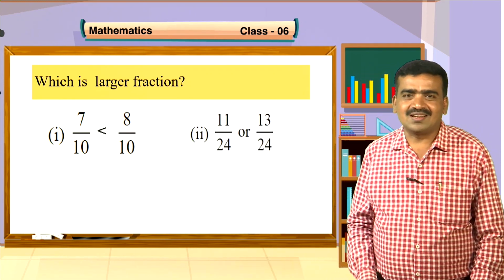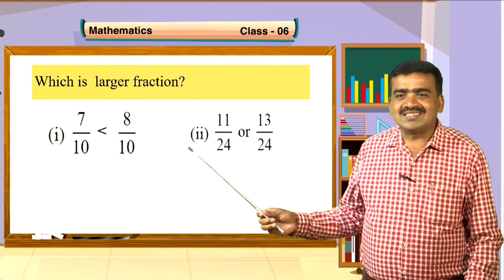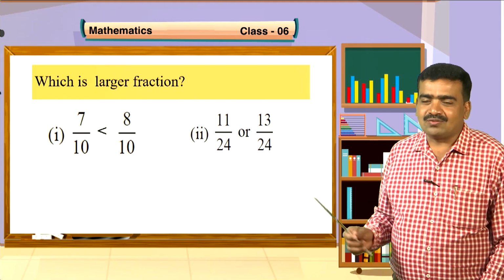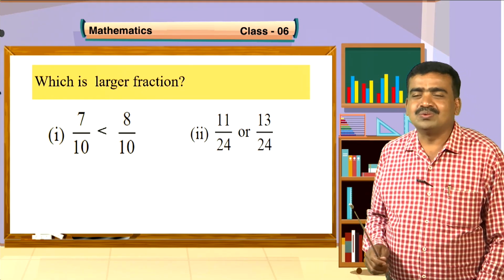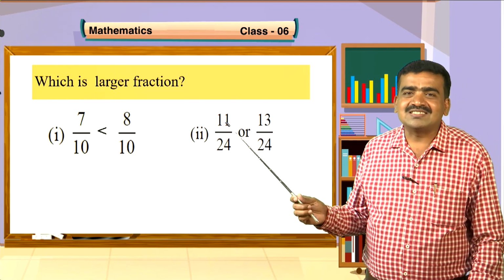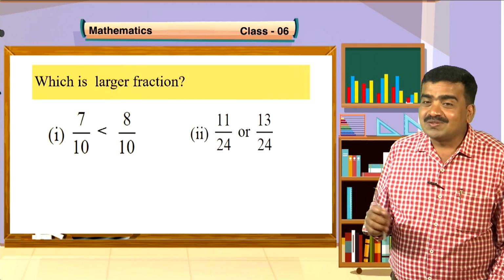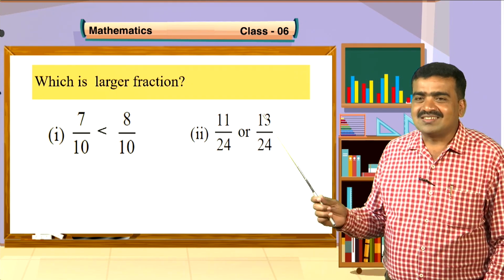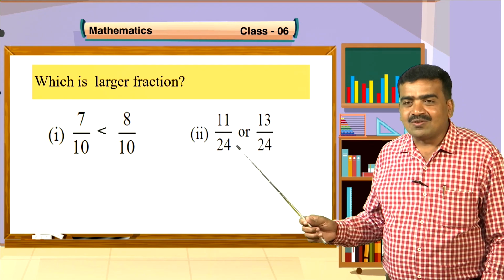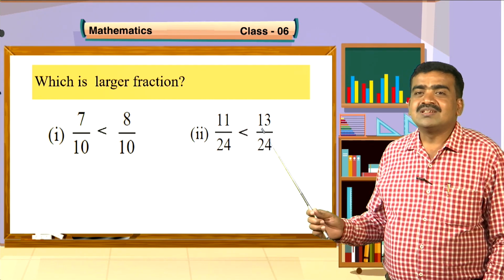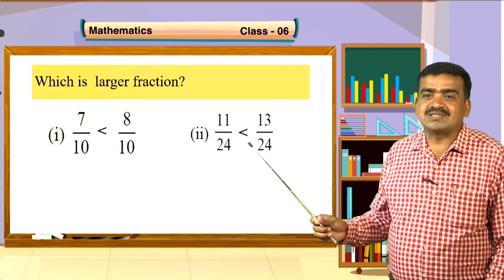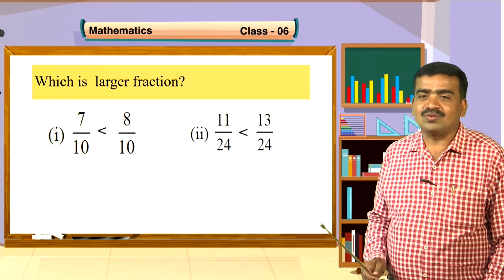Let us come to another problem. In this case, 11 by 24 or 13 by 24. Among these two, 13 is the greater numerator and 11 is the smaller numerator. Which one is greater? Very good. 13 by 24 is greater. Therefore, 11 by 24 is smaller. Here also I should use the smaller than symbol. That is, 11 by 24 is smaller than 13 by 24.